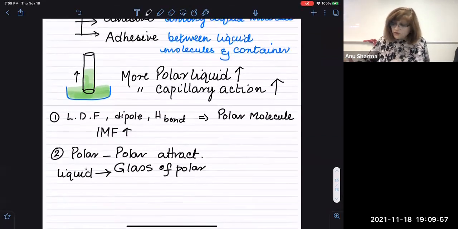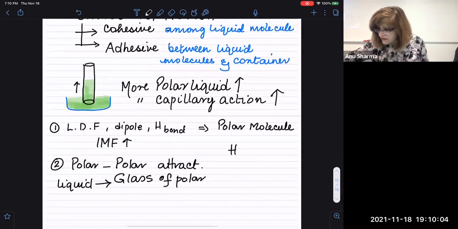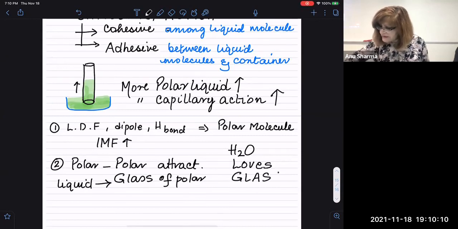That is why oil doesn't move up the capillary tube, but water will. Quickly, the water moves up very fast, because water loves glass. I mean, water really loves glass. Because glass is polar, right? So just keep this in mind.